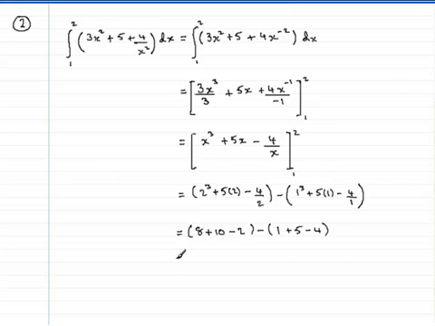So that's going to give us, in the first bracket, 16, and then in the second bracket we have 2, so that's now minus 2, and 16 minus 2, that is 14. Okay, so hope you got that one right, and if you did, you can award yourself 5 marks.